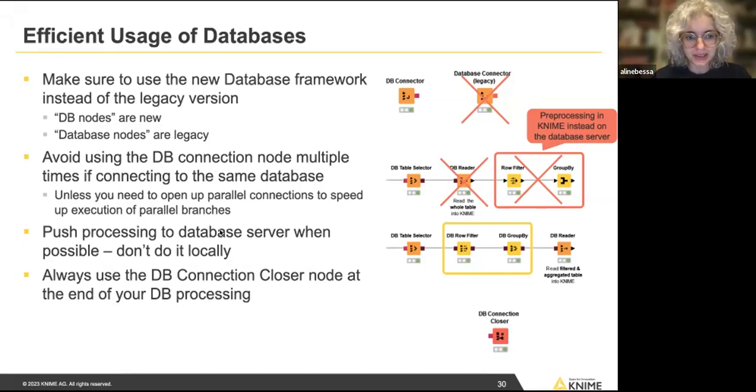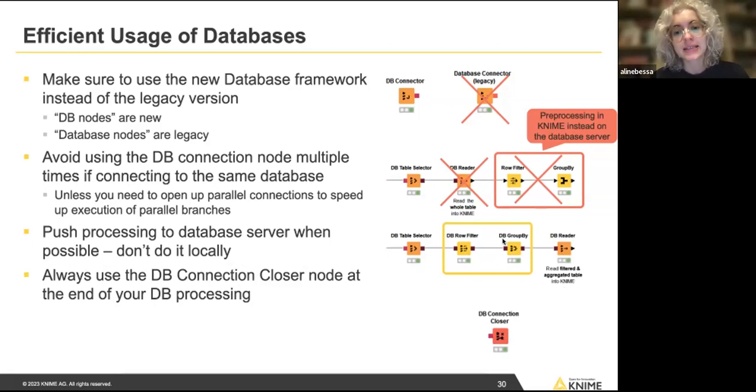Again, push processing to the database as much as possible. We have so many of these nodes that create the SQL queries that correspond to the processing: row filter, group by. We have DB row filter, we have DB group by. You see these yellow nodes. Try to do as much processing inside the database as possible. And then when you're satisfied with the SQL query you have, with the processing pipeline that you have, you finally do the reader and get the data inside KNIME.